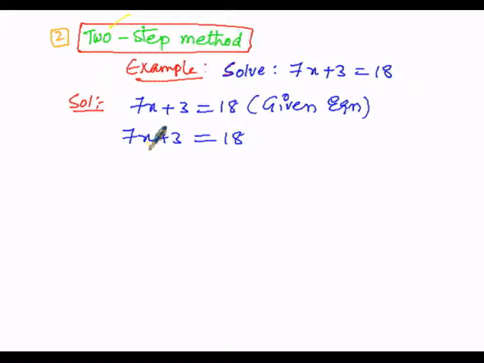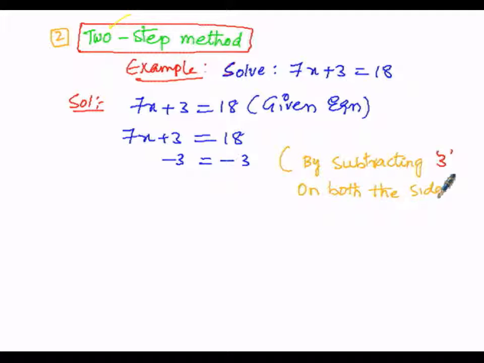The first step is, there are two terms on the left hand side, so I am going to eliminate the plus 3. In order to eliminate plus 3, I have to subtract 3 on both sides. So subtracting 3 on LHS and similarly subtracting 3 on RHS. So this is the first step which I have utilized. This is step number 1.